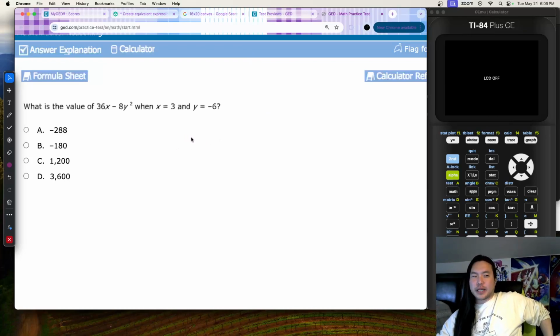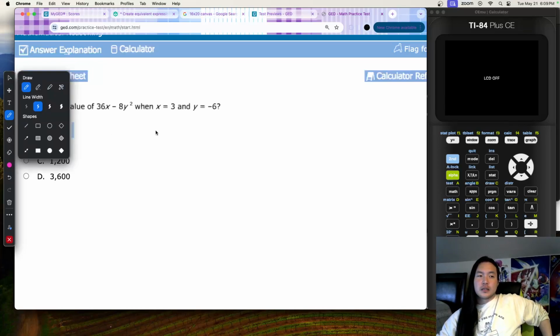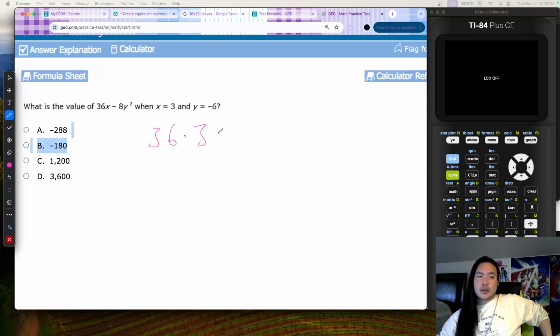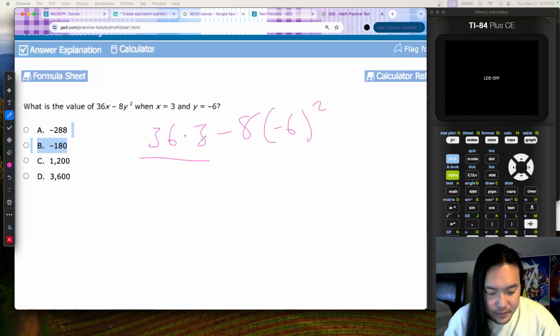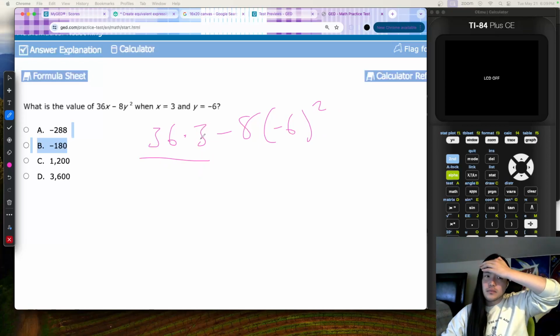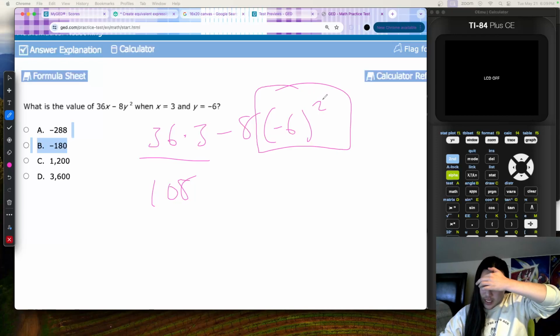Okay, let's really break it down. So they want us to plug in 3 for x, and then negative 6 for y. Let's start with 36 times 3. What's 36 times 3? What do we need? Can you do negative 6 squared? What is negative 6 squared?